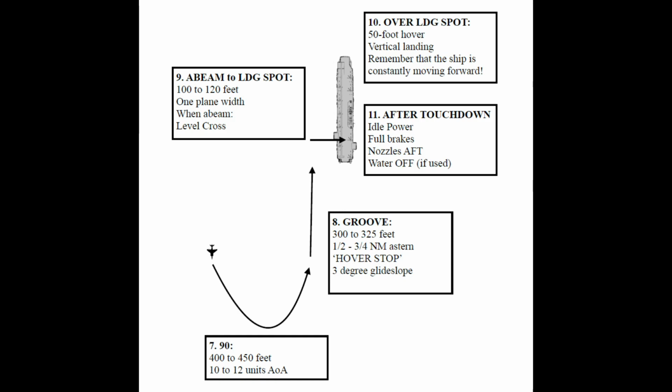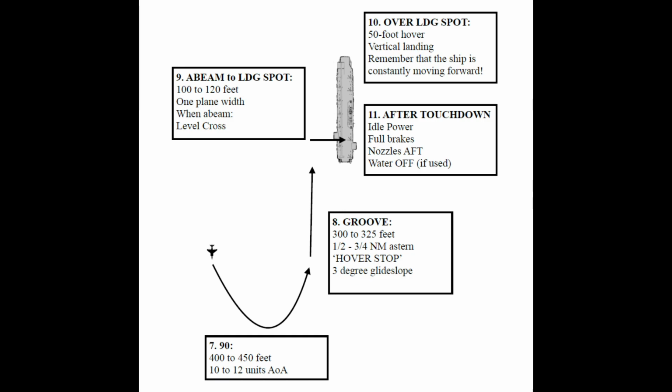Now this is when things start to get a little bit tricky, because remembering that the ship is moving, so it's not as easy as you'd think. We need to get into what is called the groove. Now that's 300 to 325 feet off the sea, and needs to be performed half a nautical mile to 3/4 of a nautical mile astern. Then we can enter the hover stop with a 3-degree glide slope.